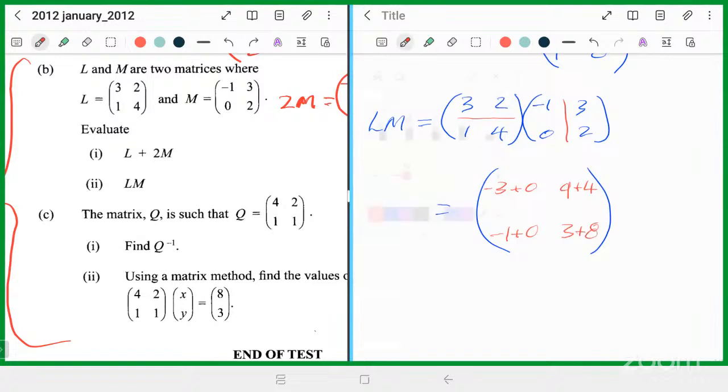And then we're going to consolidate these values and get the final resulting matrix. The minus 3 and 0 here is a negative 3. The 9 and the 4 here is 13. The negative 1 and the 0 here is negative 1. The 3 and the 8 here is 11. And so that is the answer right there. Nice and easy. So these two are done.